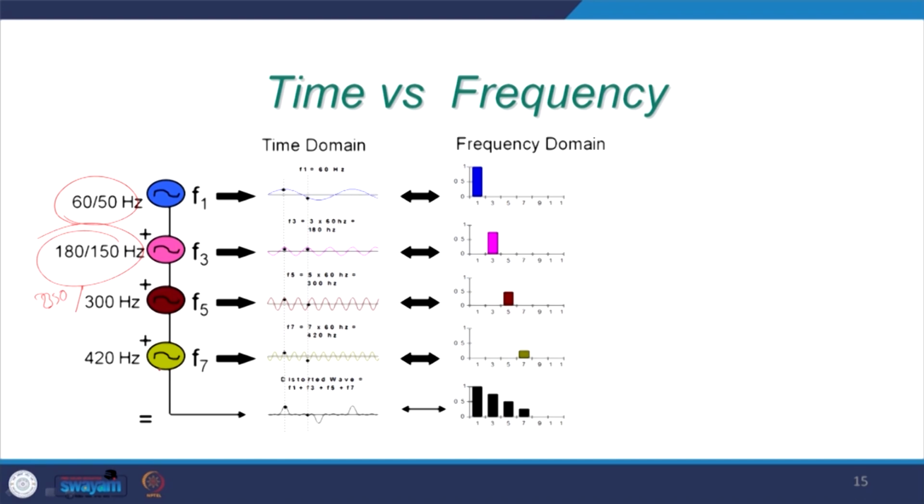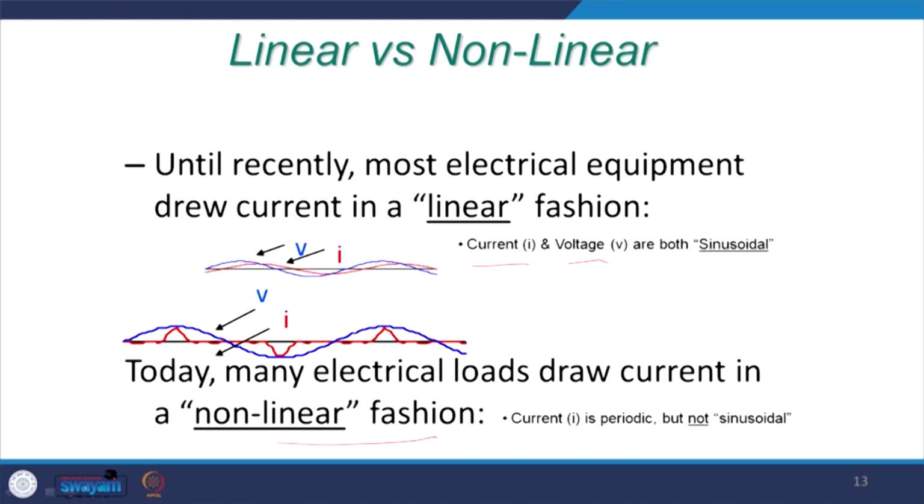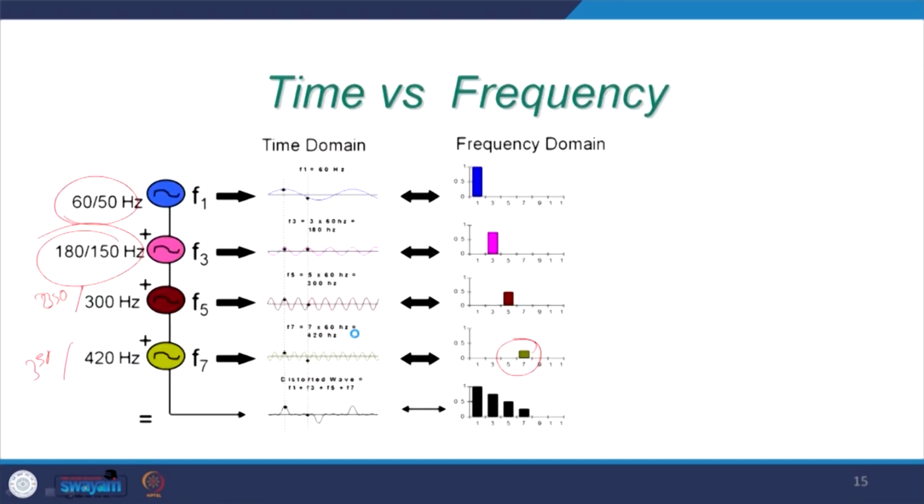Similarly, 350 or 420 hertz, that will be something like this, and ultimately whatever the waveform you have shown here, you can think of it as just adding up these waveforms to constitute this waveform. So, you have some portion of the fundamental, some portion of the third, some portion of the fifth, and some portion of the seventh harmonic, so that you get this kind of peaky current.